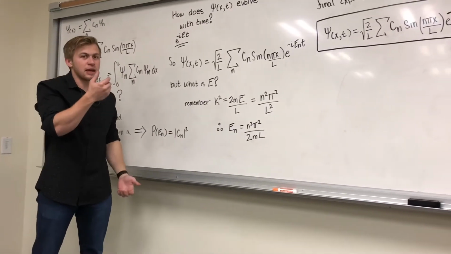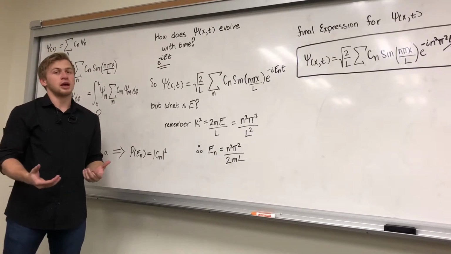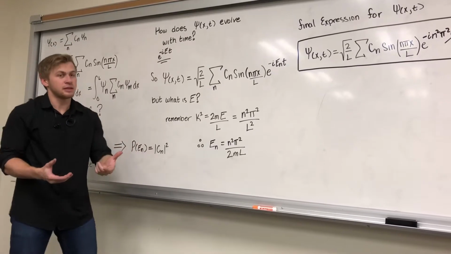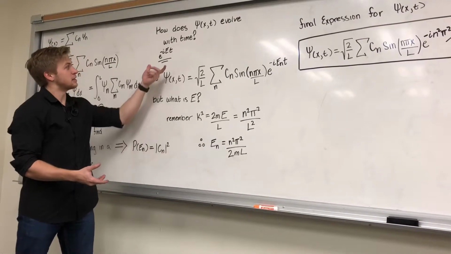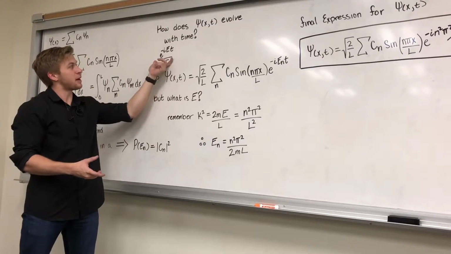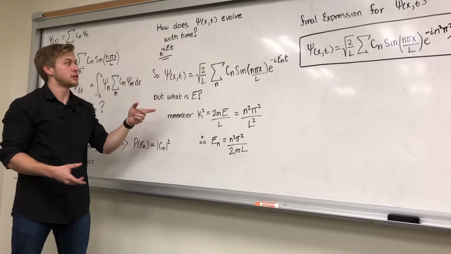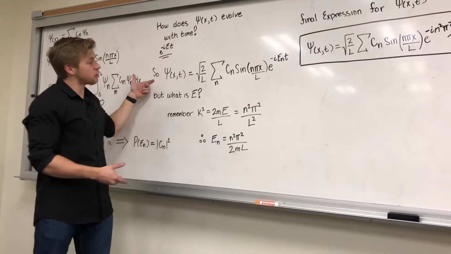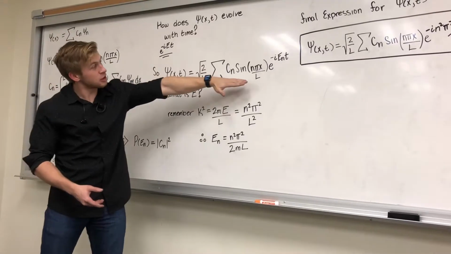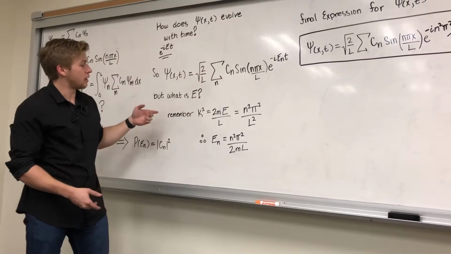Some other questions you might be asking about the wave function is how does psi of x and t evolve through time? And the easy expression is that it's going to be rotating in the complex plane, and we write that by this e to the negative i E t, where this E is our energy. We can then add this to our wave function to get this expression, but we still want to find what our E is. So what is that?